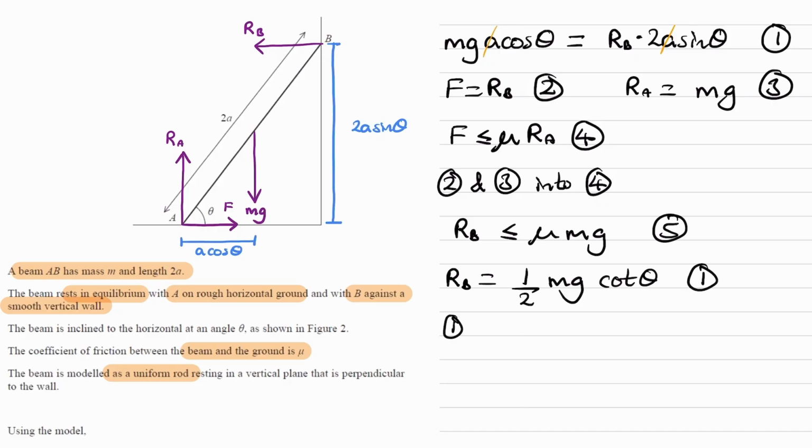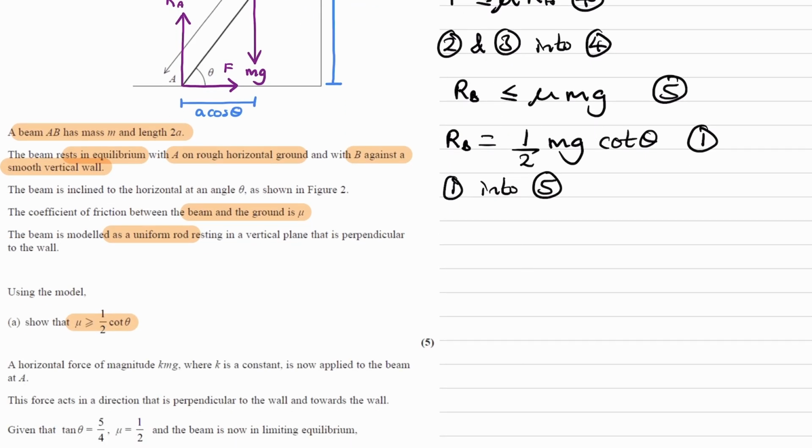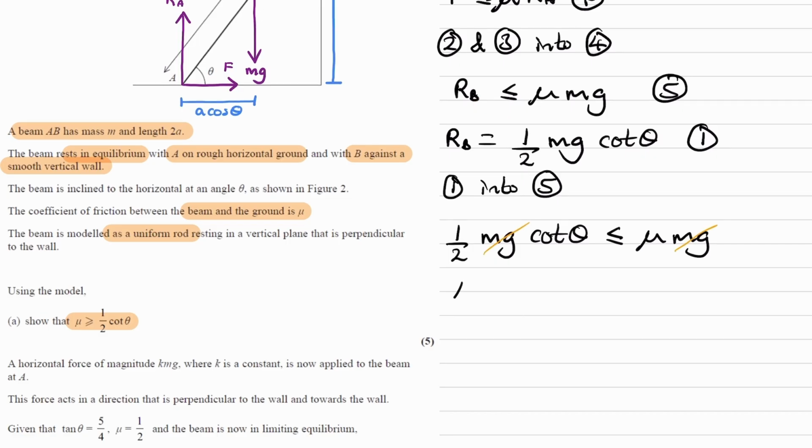Now we can put equation 1 into equation 5, and we end up with a half mg cot theta is less than or equal to mu mg. So I've just replaced the Rb with this, so put that into there. The mg's cancel out, and then just rearranging this, mu is greater than or equal to a half cot theta as required.